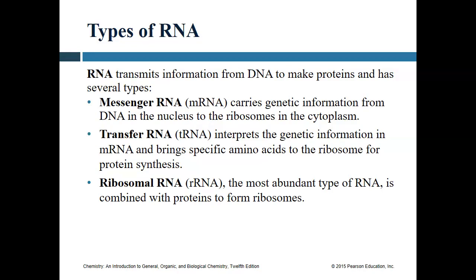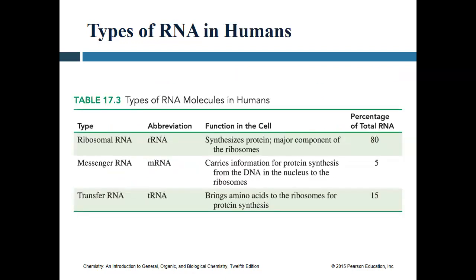Ribosomal RNA, we won't talk about nearly as much. This is actually the most common type of RNA. This is the stuff sitting around in your cytoplasm. When we combine this RNA with proteins, they make something called a ribosome. The reason ribosomes are so important is that these are the sites where protein synthesis actually takes place.